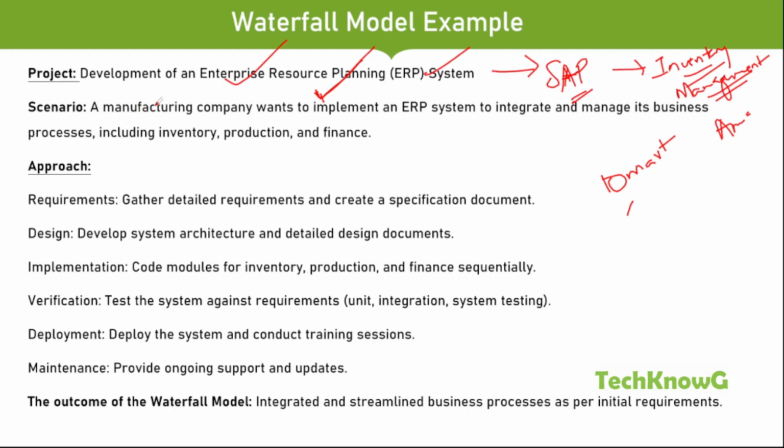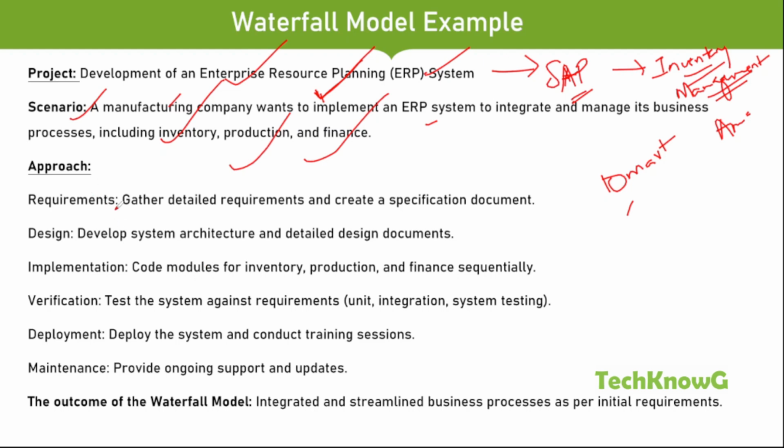Okay, so a manufacturing company wants to implement an ERP to integrate and manage its business processes, including inventory, production, and finance. These can all be covered and managed by using ERP tools like SAP.